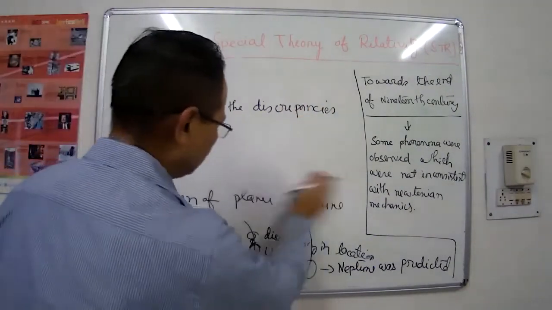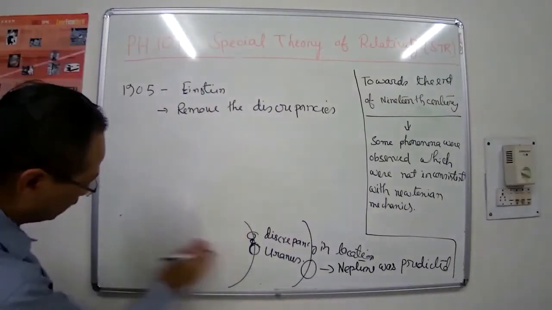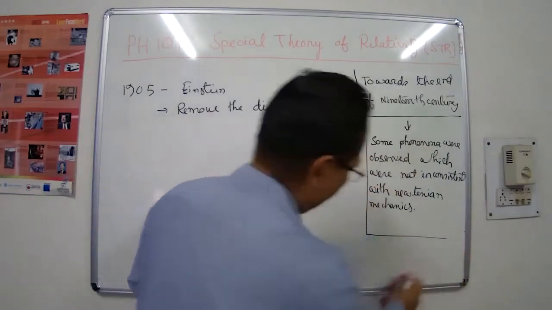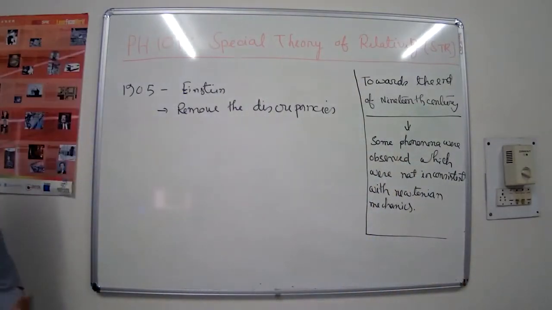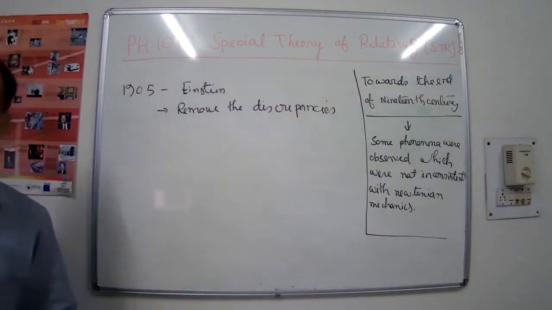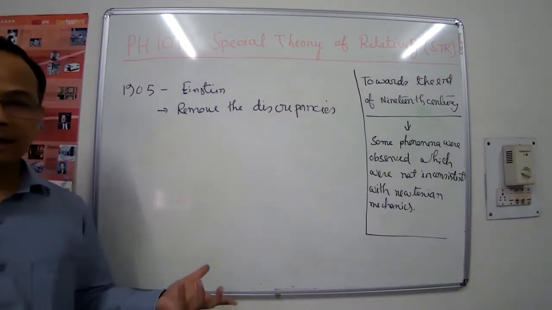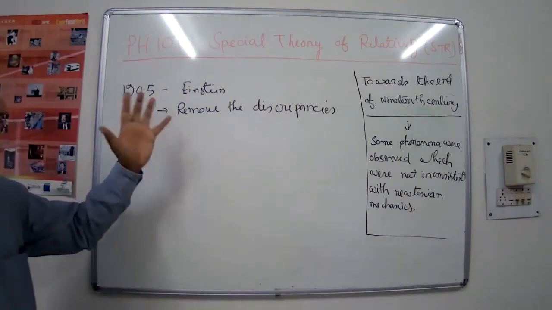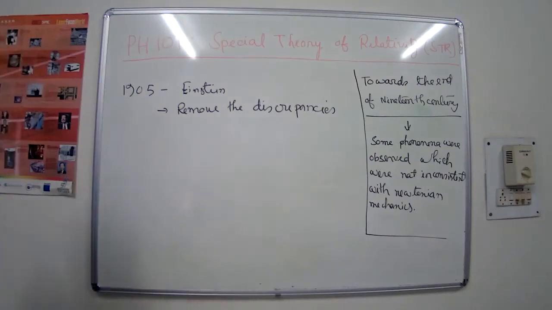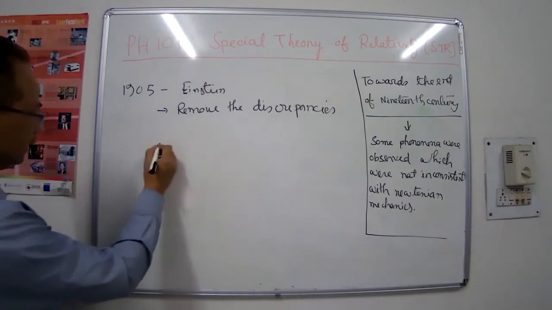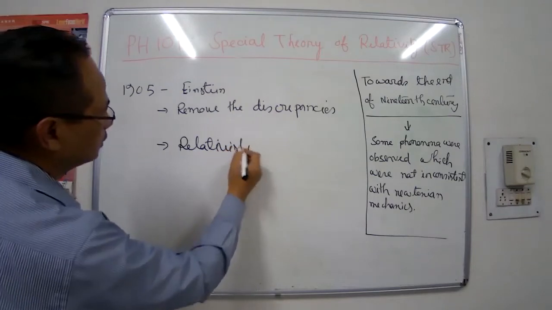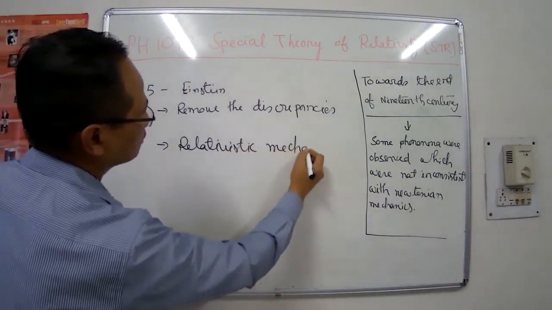So actually, what was found is that when a body is traveling at the speed of light or comparable to the speed of light, then Newtonian mechanics is not sufficient. So you need a different kind of mechanics, which was proposed by Einstein in 1905, and later on experimentally verified also. So this new mechanics is the relativistic mechanics.